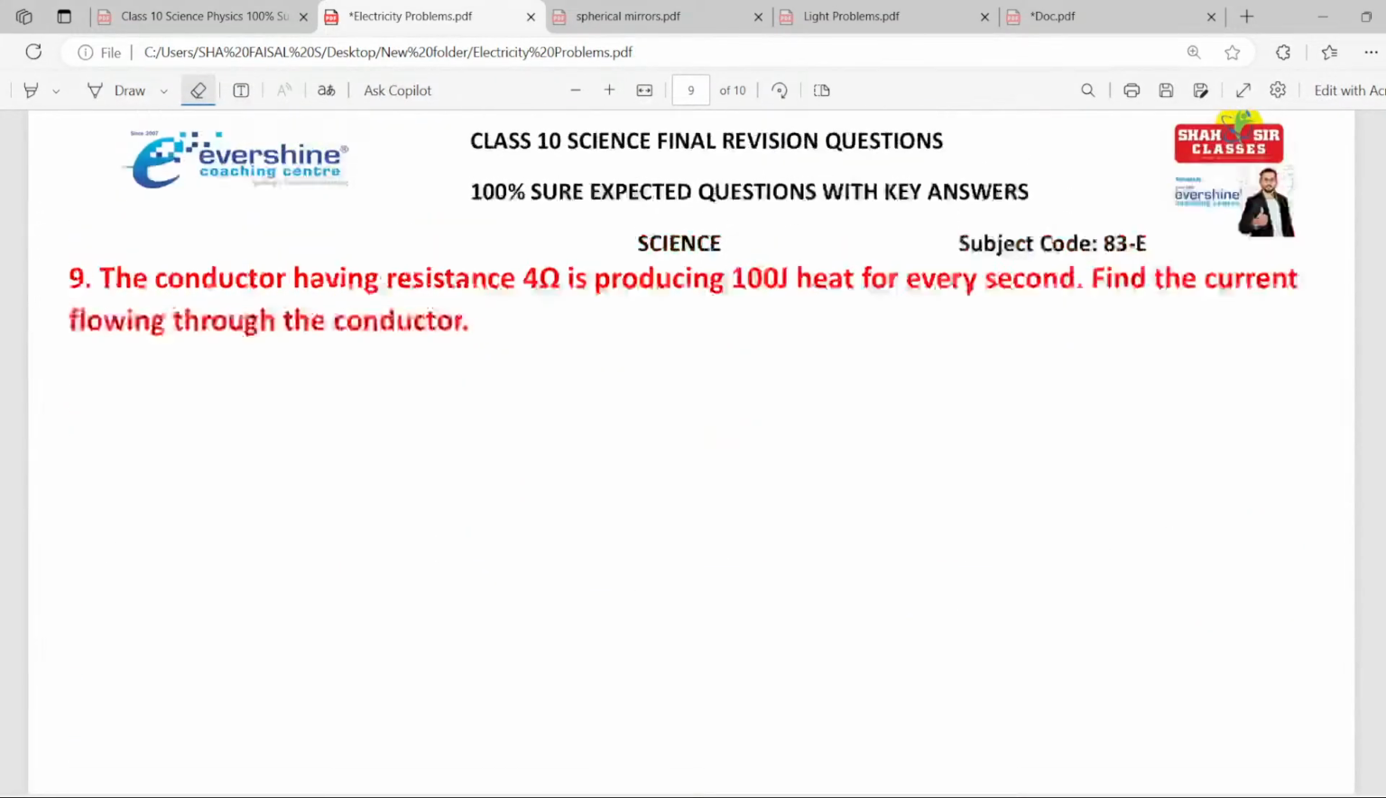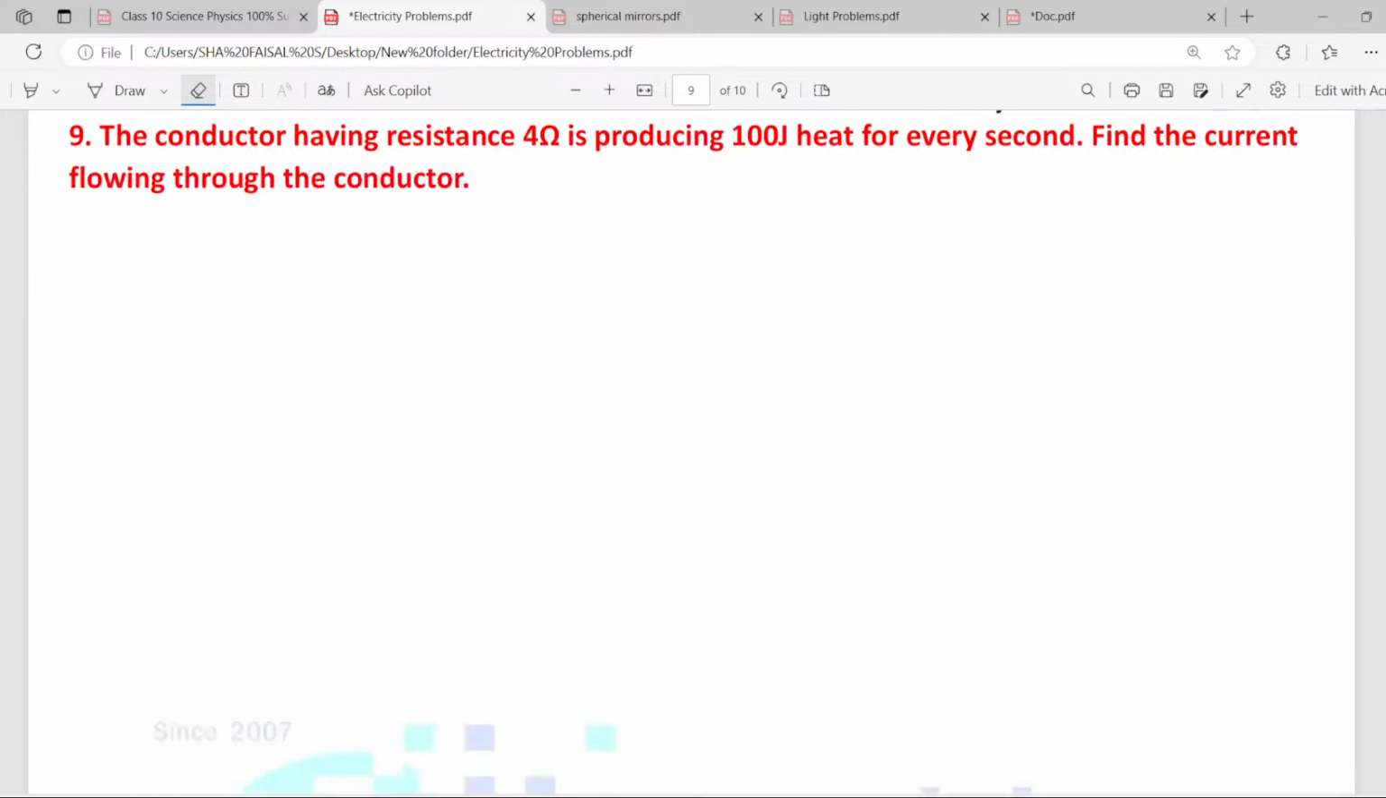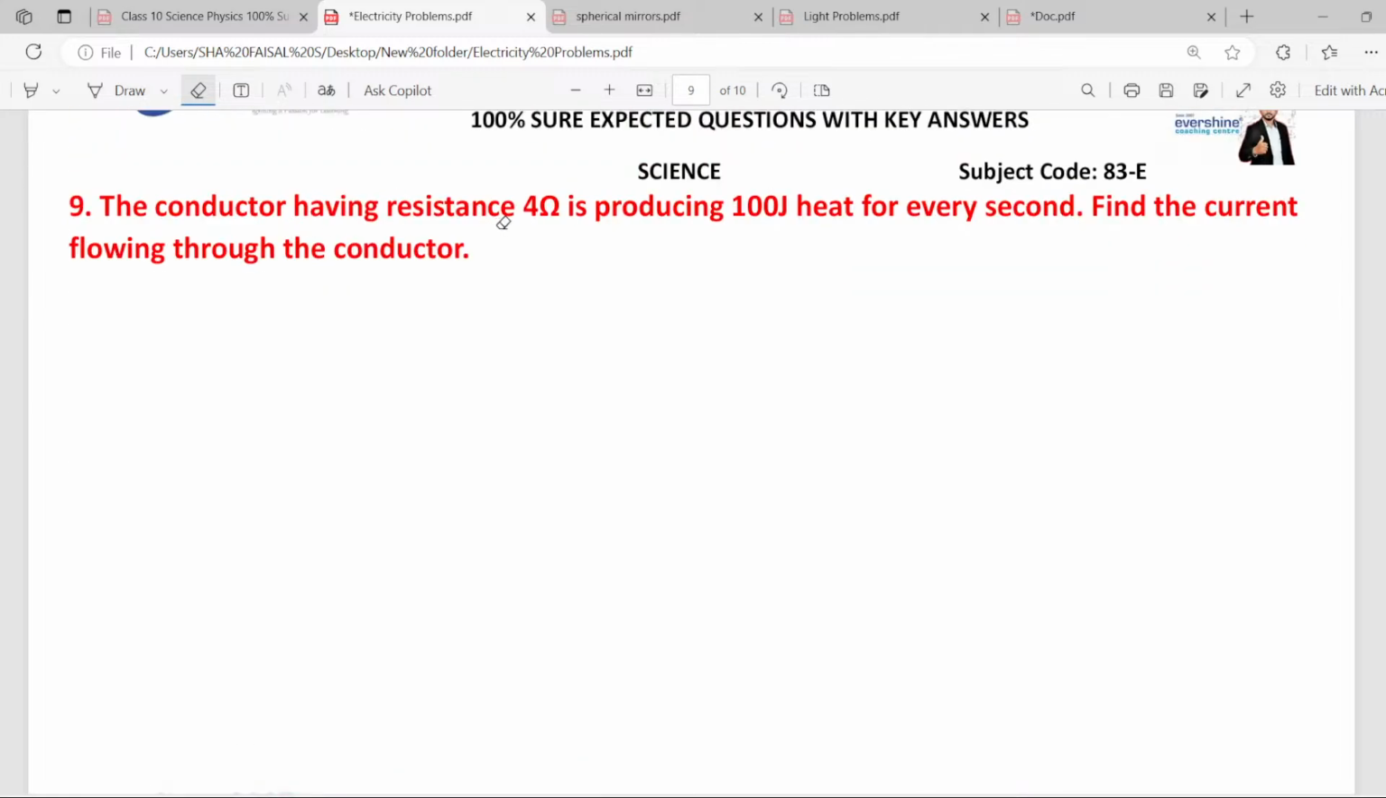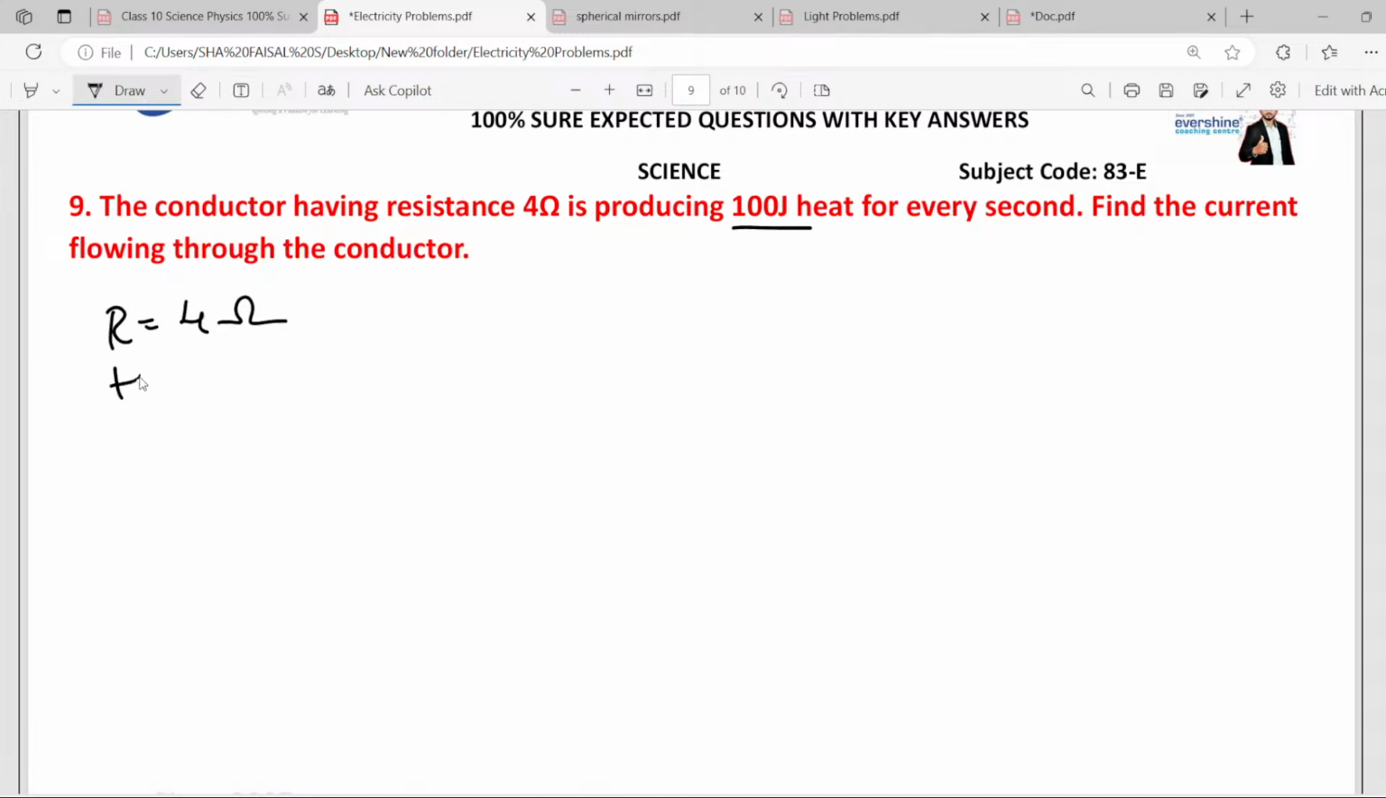Yeah. Can you see this? A conductor having resistance 4 ohm is producing 100 joule heat for every second. Find the current flowing through the conductor. It is also similar to the same problem as what we have done. Shall we repeat? What is the resistance? Resistance is 4 ohm. How much is the heat supplied? Heat supplied is 100 joule. What is the time? Time is 1 second. What they are asking? They are asking us to find the current. Correct?